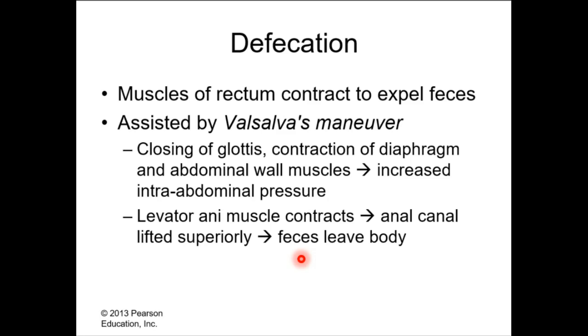Valsalva's maneuver: I could do some really nifty hand motions here if we wanted to. It's going to aid in defecation. You close your glottis over your lungs, and that increases the pressure in the thoracic cavity, which puts downward pressure on the abdominal cavity, along with contraction of abdominal wall muscles. That increases your intra-abdominal pressure on your large intestine. Then you use your levator ani muscles to lift the anal canal so that feces drop out as a result of that lifting motion, which I know those hand motions are fantastic in conjunction with this topic.